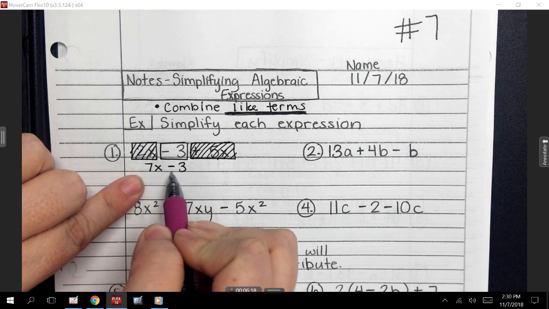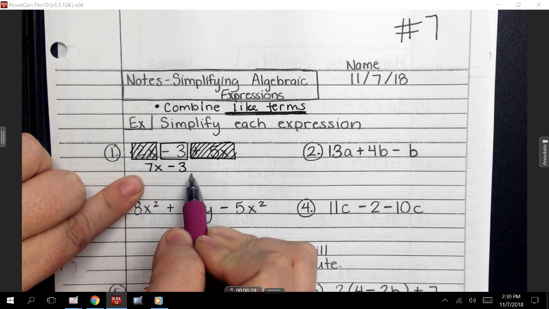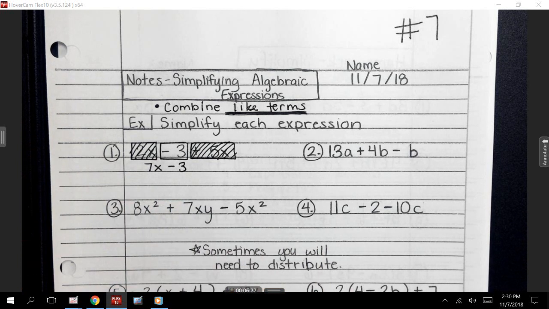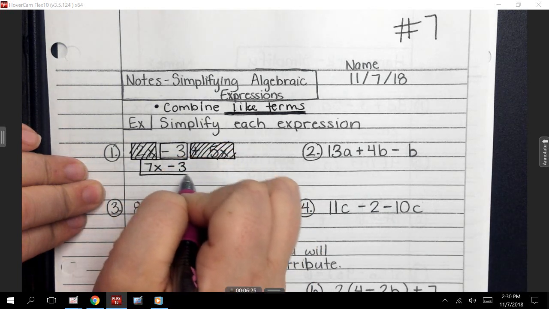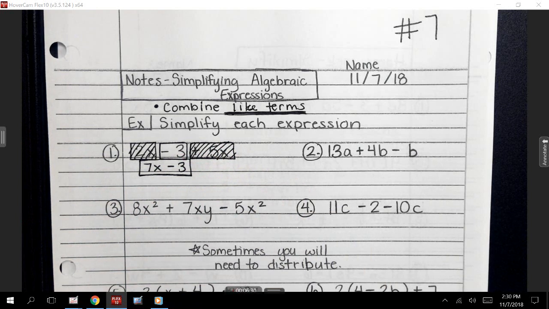Now it says 7x minus 3. Did those match? Do they have the same letter? No. So that is as small as it can be. That is our answer. That's as small as it can get. All right. Jay? Why can't you just multiply? It doesn't say to multiply them. It's saying that we're doing 2x plus 5x. It says we're adding it.